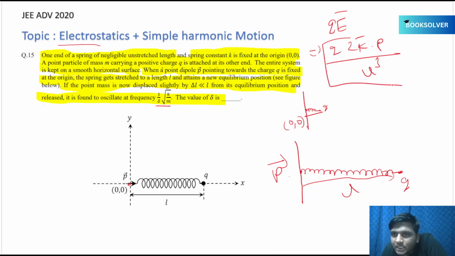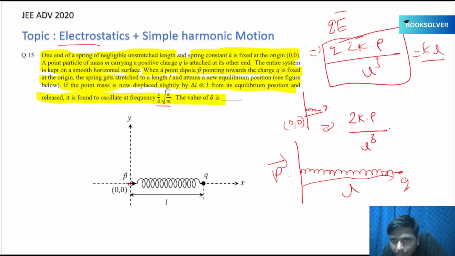This is the electrostatic force experienced by the charge, which will be balanced by the spring force, that is equal to KL. Let me write it properly. So 2kpq by L cube is equal to KL. We can mark this as our equation here.